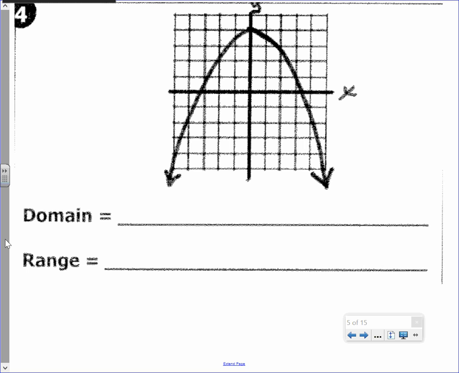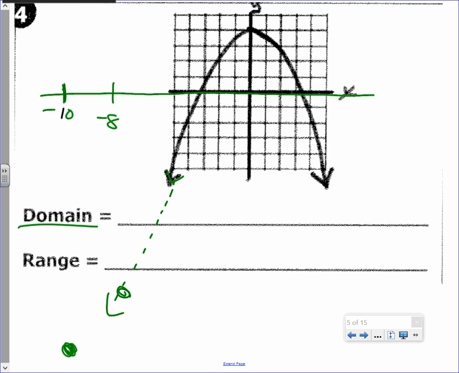All right, so for my domain, let's see here. From left to right, I'm going to use green. From left to right. If x is, say, negative 10, is there a y value for negative 10? It is. Look at this. Goes all the way down here, the arrow. So if x is negative 10, y will be down here. If x is negative 8, let's say, y is right here. Right? Negative 6, y is right here. Negative 5, y is right here, and so on.